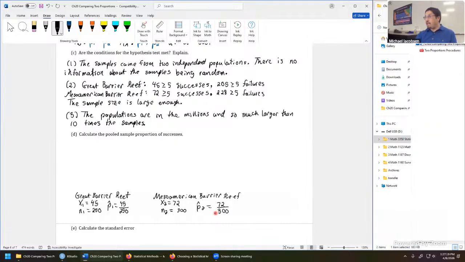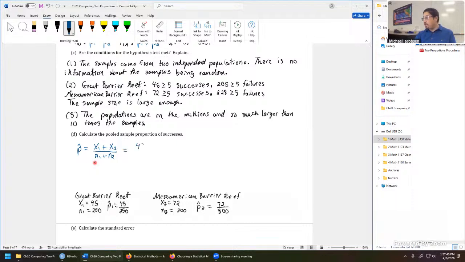The correct value is going to be p hat. That's the symbol for the pooled proportion of successes. Its formula is x1 plus x2 divided by n1 plus n2. And observe, absolutely not the same thing as adding both of these fractions together, because that's not a common denominator at all. That's a whole new formula.